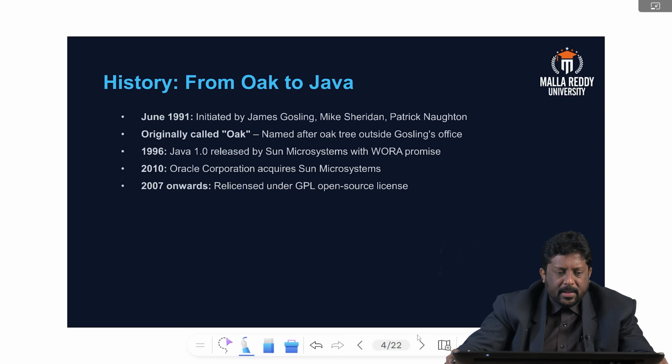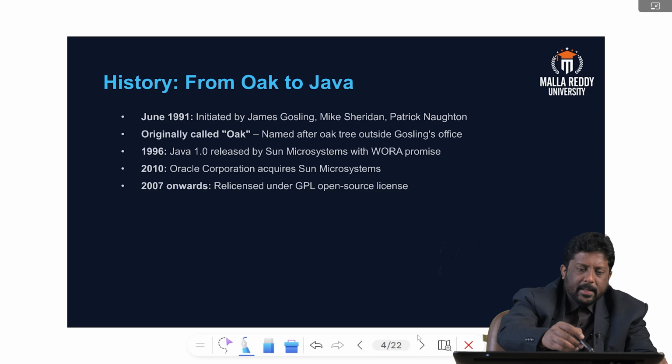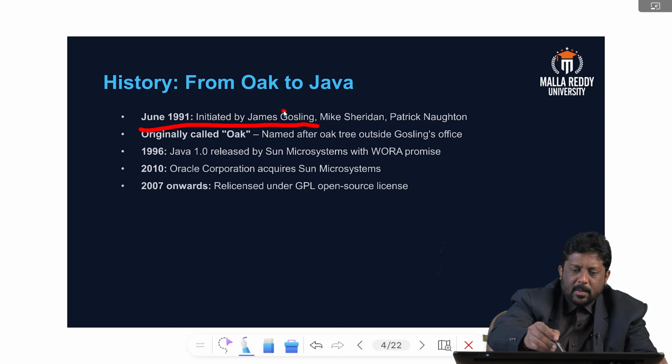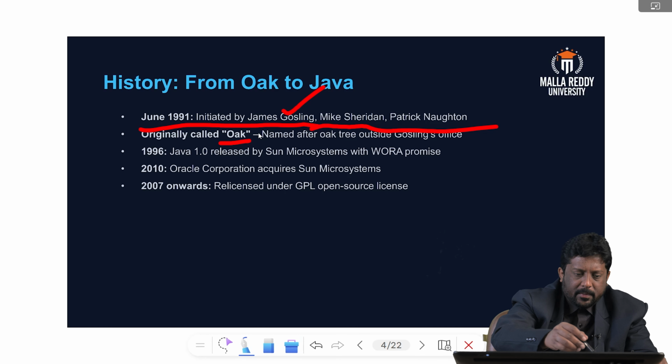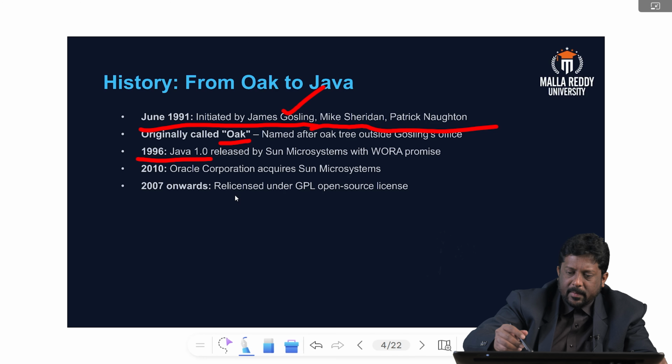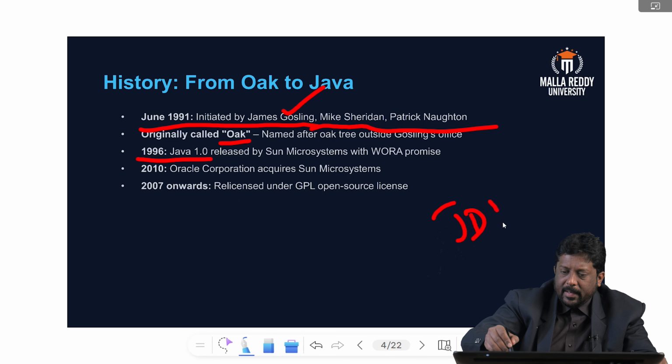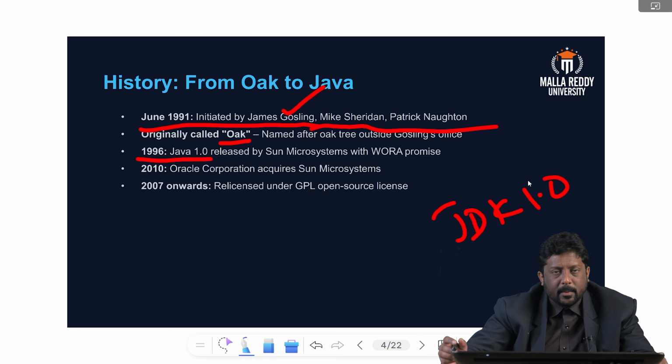So, a bit of history here. Java was created in the year 1991. The initial development stage began here, by James Gosling and his team. The initial name given was Oak. The first version released was Java 1.0. Here they have given Java 1.0, but in reality it is JDK 1.0.